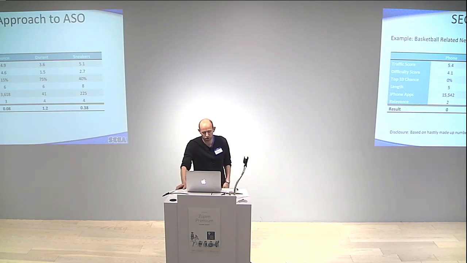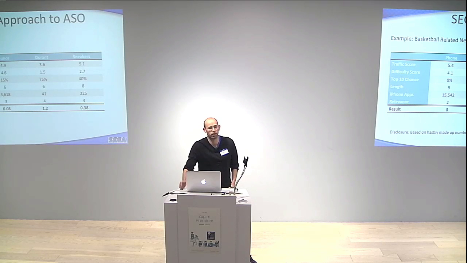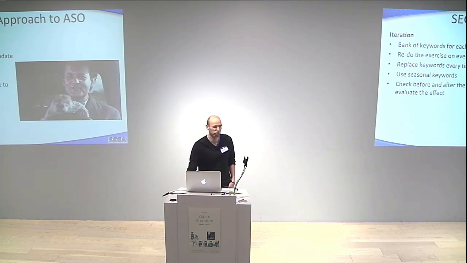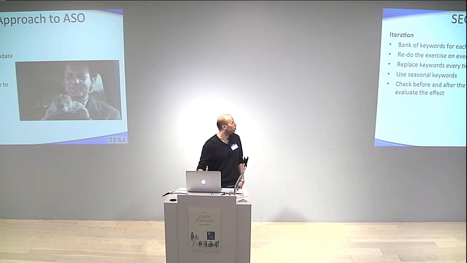And this essentially shows the process that we go through. We have hundreds of keywords for every app that we think are relevant. We have the algorithm on a spreadsheet, and we update the spreadsheet every time we update the app, before we choose our keywords. So essentially, we iterate. We have the bank, and we redo the exercise every time the app updates.